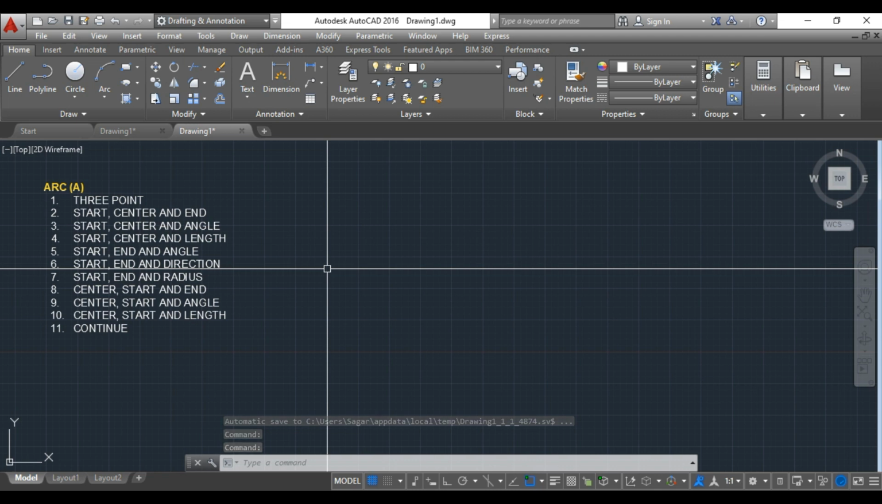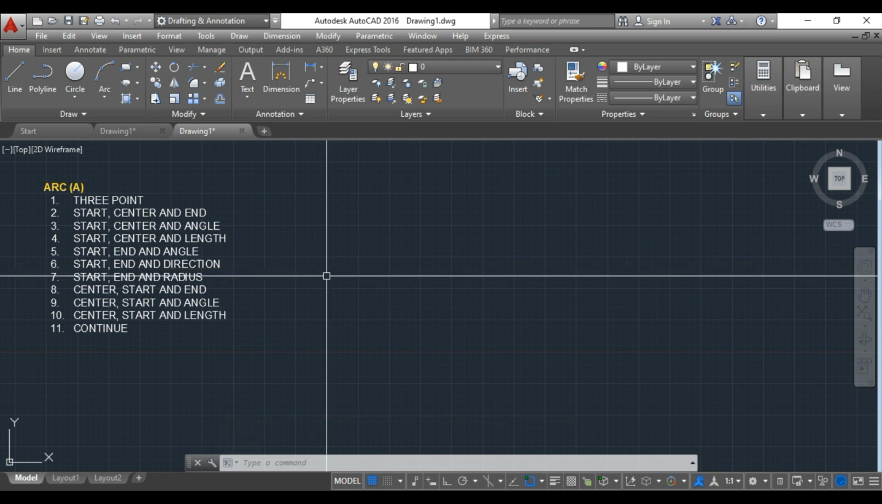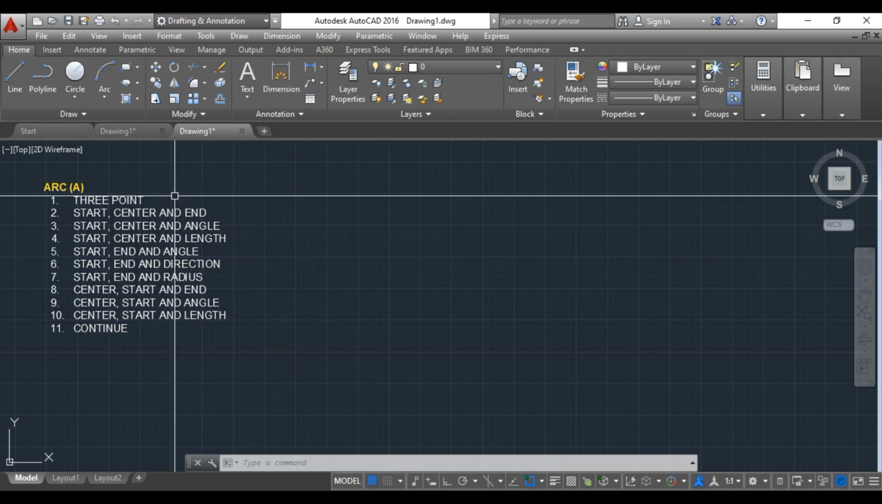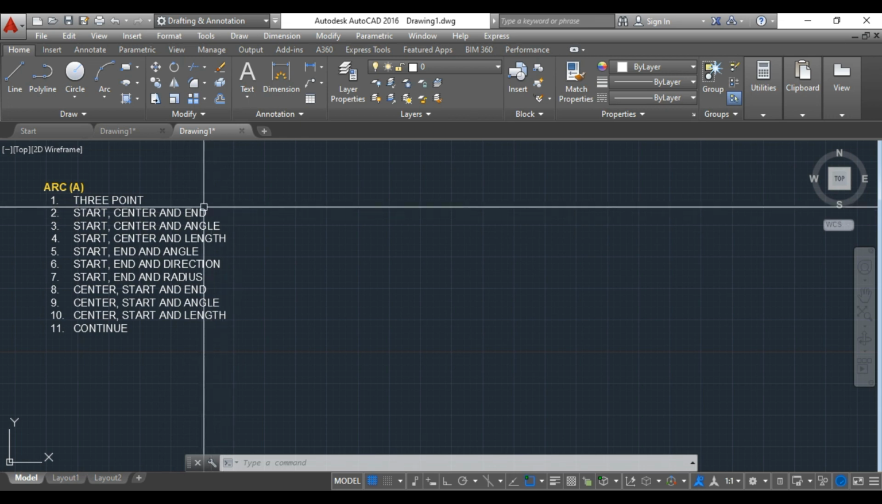In today's lecture, we are going to learn about arc. There are a total of 11 different methods to draw an arc. We will see one by one how it works in AutoCAD, or how we are going to draw the arc with the help of the following methods.